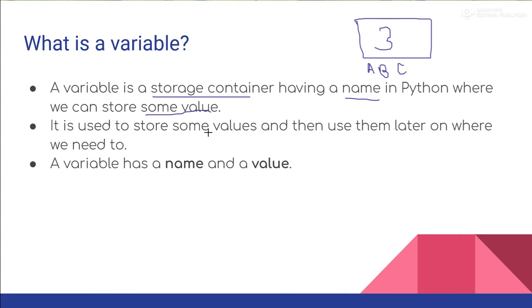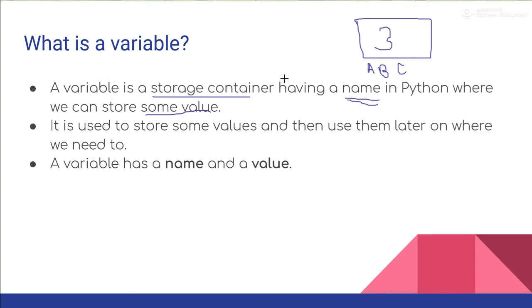Now it is used to store some values and then use them later on where we need to. Basically, a variable is nothing but a storage container, or something where we can store something. It has a name and some value. Obviously, if we are storing something, we would be storing some values, right? But it also has something other than the value part, which is the name. Now, why is this name so important here?